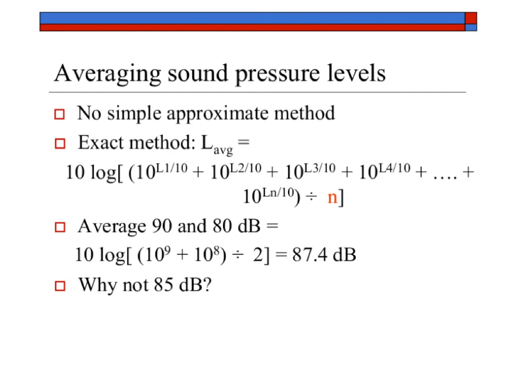Why is the average of 90 and 80 not 85, as it would be if they were ordinary numbers? Well, it's because they're not ordinary numbers. They're based on logarithms. And 90 is a whole lot more than 80. It's 10 times as much sound energy. And so the average will not fall in the middle, but it will be weighted more toward the top. So that's the reason we get 87.4 instead of 85.